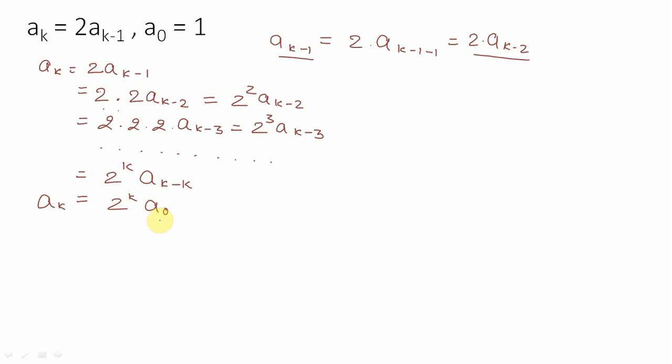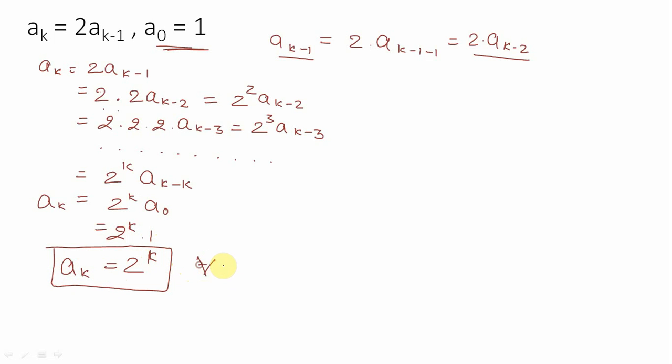But this expression is still using one of the previous terms, and this is where the initial value comes into the picture. a0 has been given as 1, so this will be 2 to the power k into 1, that is 2 to the power k. So I have ak is equal to 2 to the power k. Now this is an expression for the kth term of the series which is not using any previous term. So this is the solution for the recurrence relation: 2 to the power k for all k greater than or equal to 1.